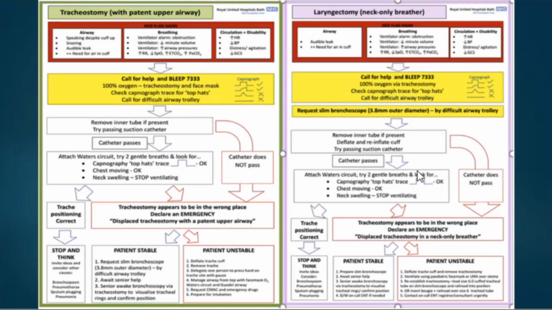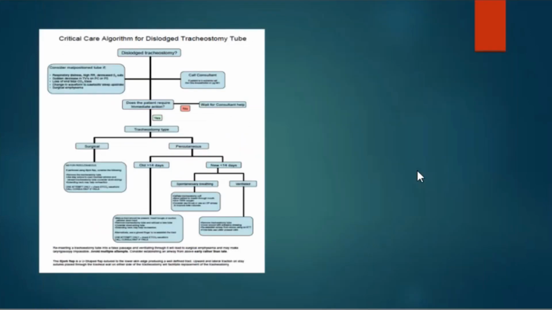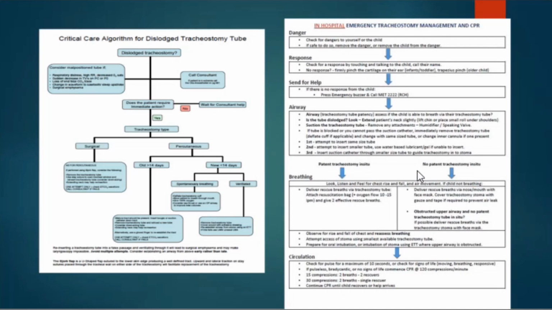So this algorithm is published in the British Journal of Anaesthesia. This again has a green part and a red part for patent upper airway and neck-only breathers. This one is by Dr. Peter Ford, published in the World Federation Society of Anesthesia. The importance of this is that it delineates the steps for management in case of a new stoma and an old stoma. This one is used as a guideline in Royal Children's Hospital, Melbourne.